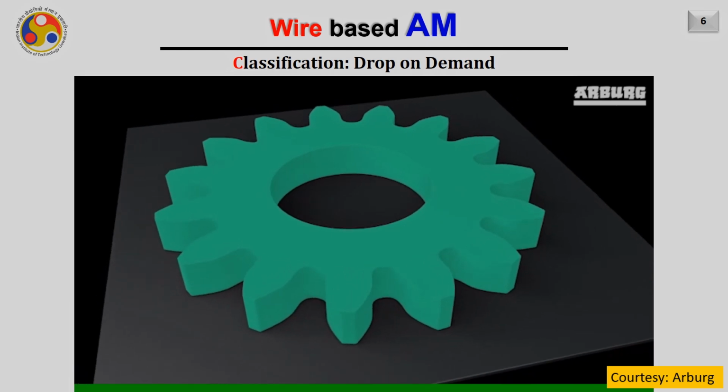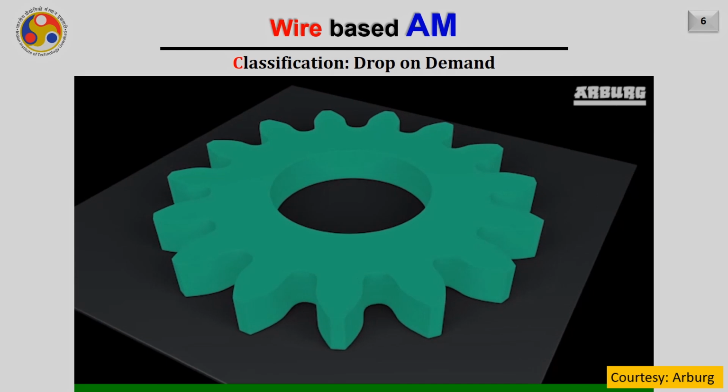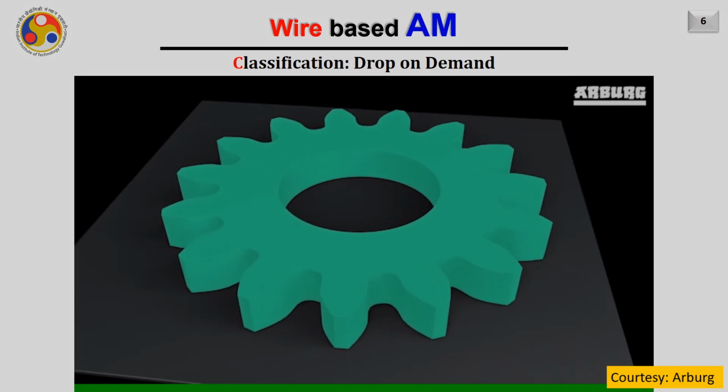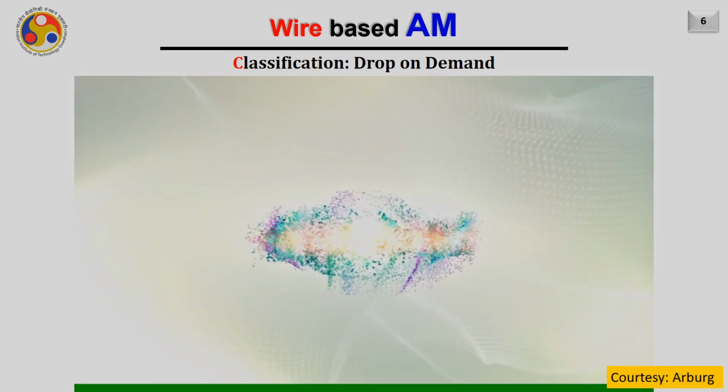After completing the part, it can be taken out, and if required, the support can be removed. So this is basically an example of how drop on demand can be used in FDM.